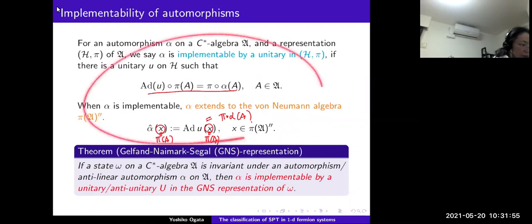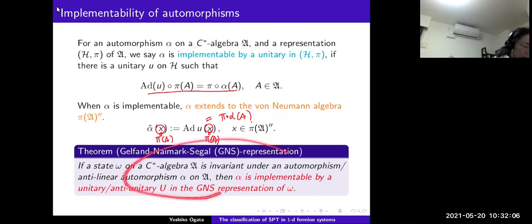It looks like a nice thing to have, but when can such a thing happen? Actually, we encounter such a situation frequently because of the following theorem. Namely, if our state is invariant under some automorphism, then the automorphism is implemented in the GNS representation of omega. Such a thing is known, and it can be shown easily. So if a state on a C-star algebra A is invariant under an automorphism alpha on A, then alpha is implementable by a unitary in the GNS representation. The same holds for an antilinear automorphism and an anti-unitary U.